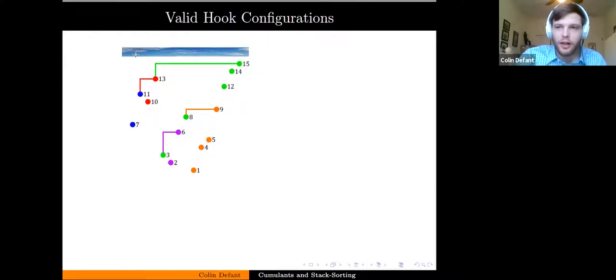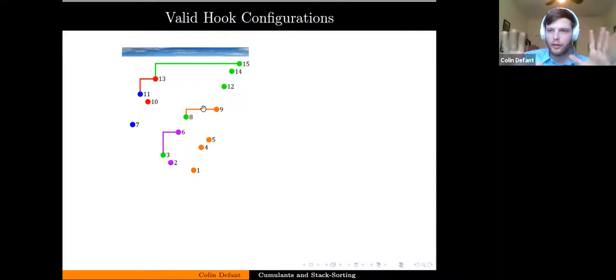Now, there are a couple of caveats here. One is that the southwest endpoint of a hook doesn't see that hook. So for example, the 11 doesn't see the red hook, which is why it's blue, because it sees the sky instead. Similarly, that's why the 3 and the 8 are green instead of purple and orange. And the other caveat is that the northeast endpoint of a hook always gets the same color as that hook. So that's why the 13 is red, the 15 is green, the 9 is orange, and the 6 is purple.